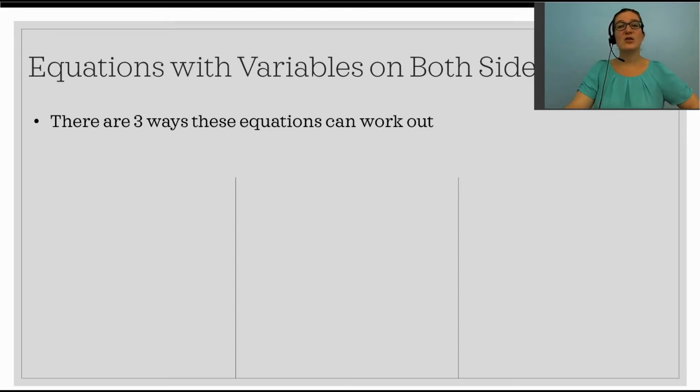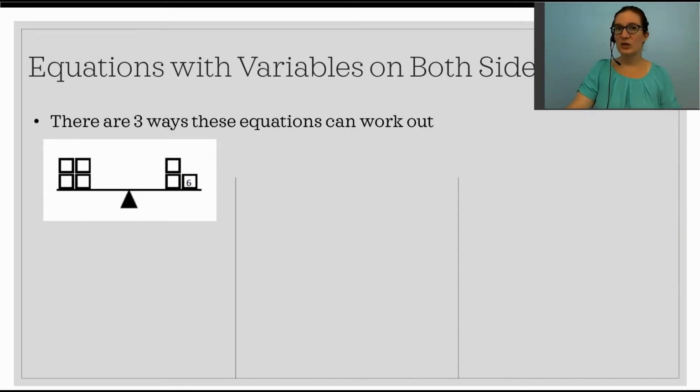So our equations actually have 3 different ways that they can work out. So I want to go ahead and talk about those now. Now our first one we're going to talk about is the one that we're used to seeing, where in this case the box is representing x. We don't know what's in it. So if I were to write an equation for this, I end up with 4x equals 2x plus 6.